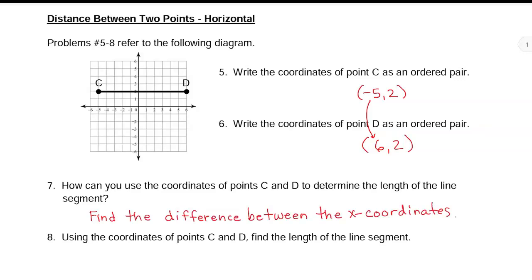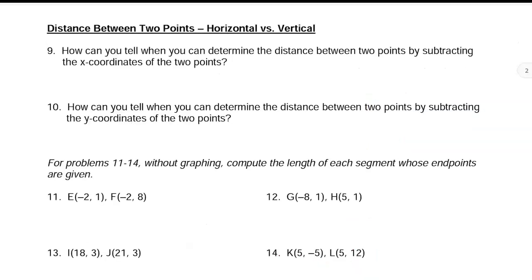Number 8, I'm going to actually find that length. So take the bigger number, which is +6, and subtract the smaller number, which is -5. 6 minus -5 is the same as 6 plus +5. That equals 11.